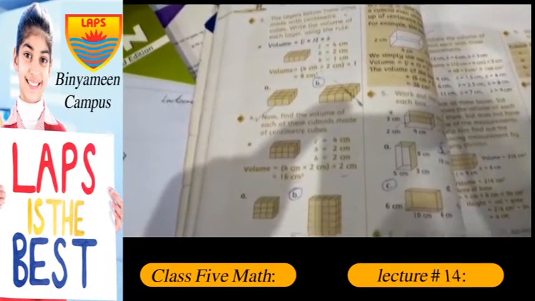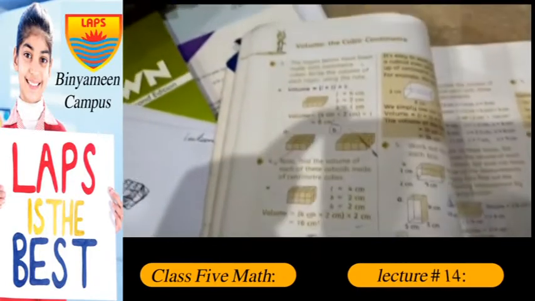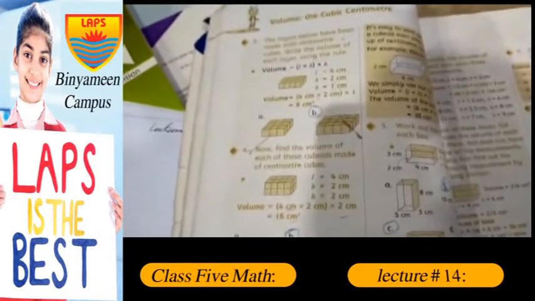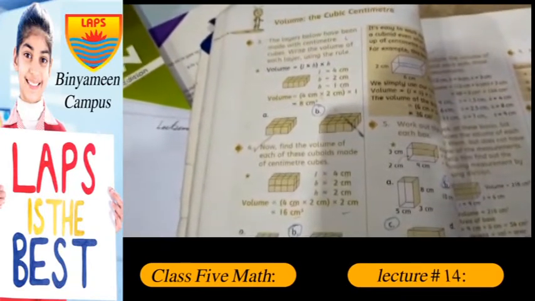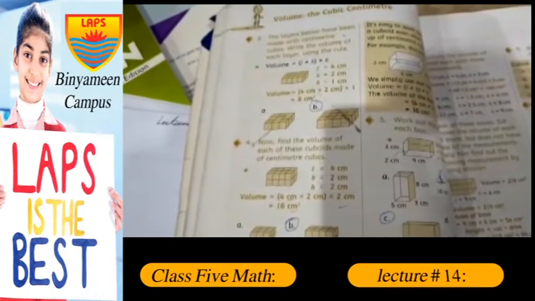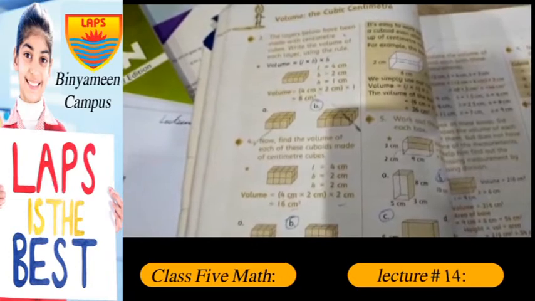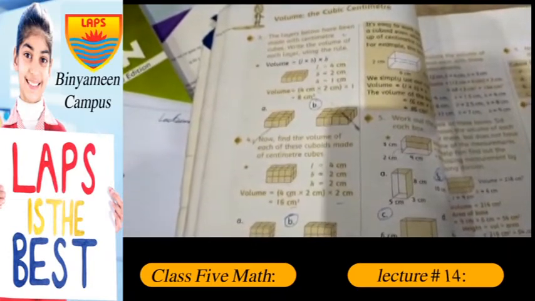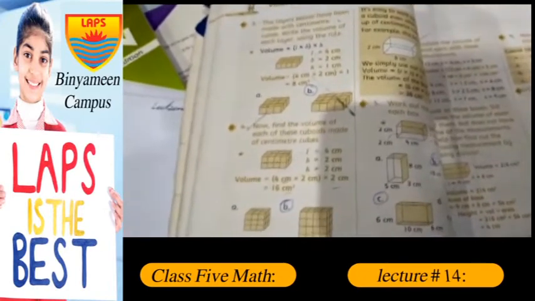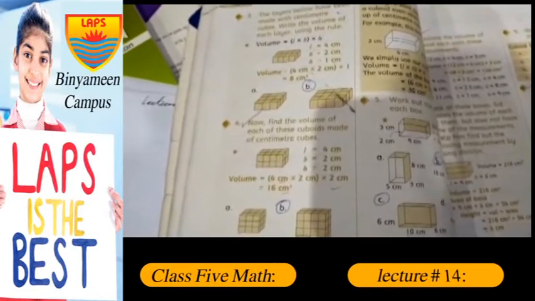Today I deliver a lecture on page number 48, lecture number 14. Question number 3. The layers below have been made with the centimeter cubes. Write the volume of each layer using the rule. Volume is equal to length multiplied by breadth multiplied by height. You have this formula. Then we do this now. First example done for you. Then part 1 I do for you.